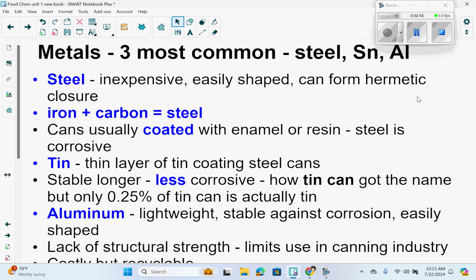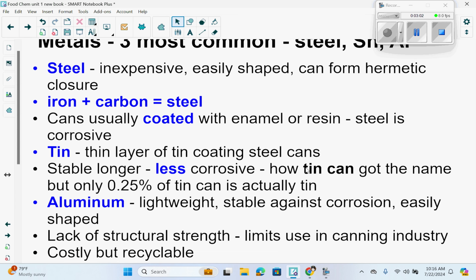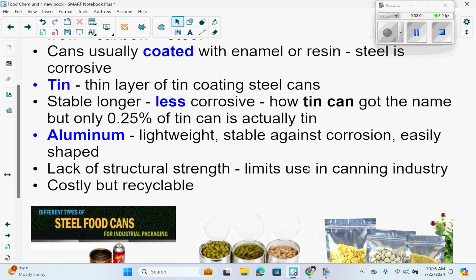That's where tin comes in. Tin, there's a thin layer of tin coating on steel cans. Tin is stable longer, it's less corrosive, and this is how the tin can got its name. But really only 0.25% of a tin can is actually tin. So it's really just the coating.